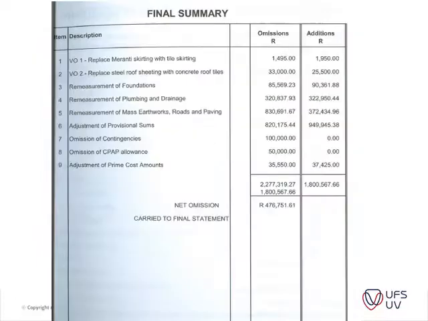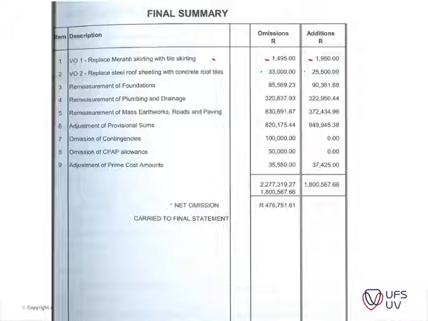Okay, then you've got your final summary. This is just a summary of your net omissions and additions. So what you can see is usually all of the items, you've got some variation orders. So this variation order number 1 constituted the omission of a certain item and the addition of another item, and then VO2 again the same. Here you can see there was a bit of a saving.